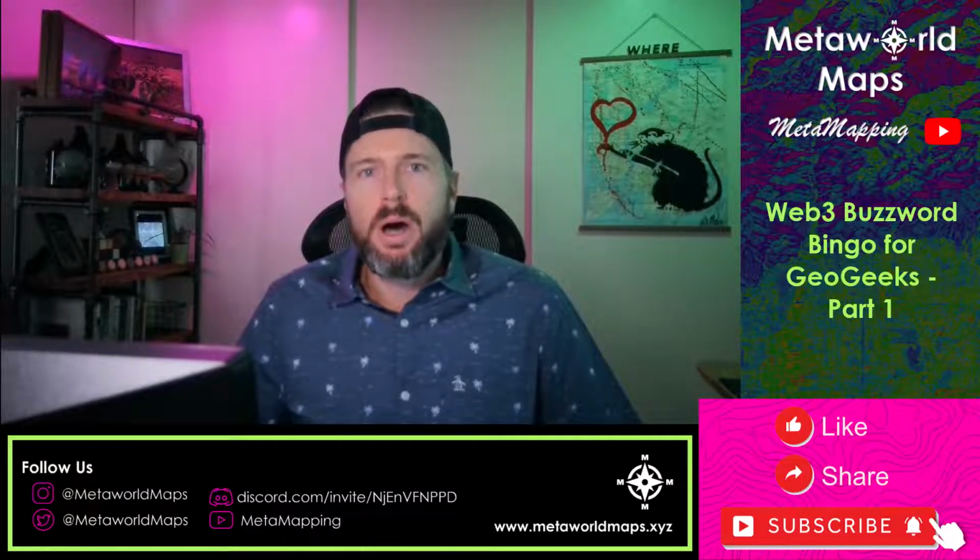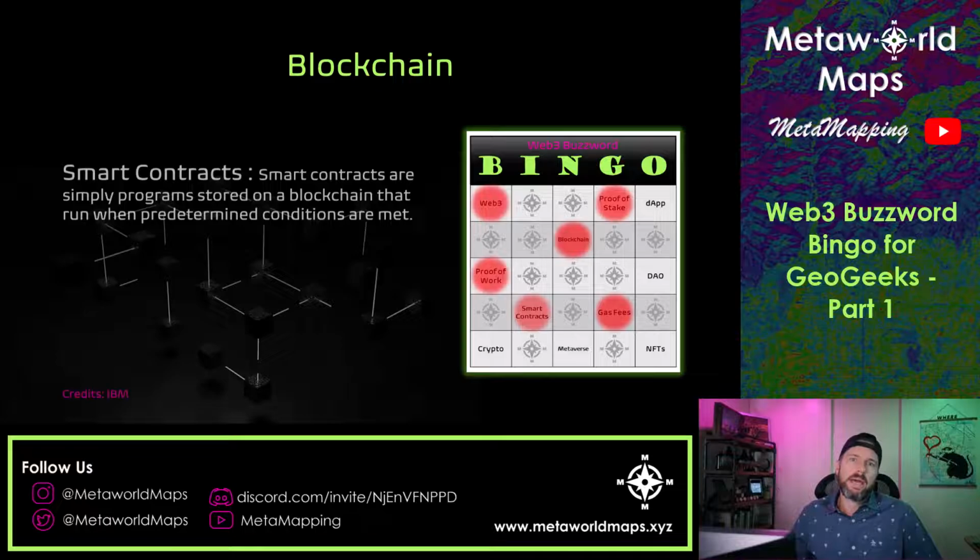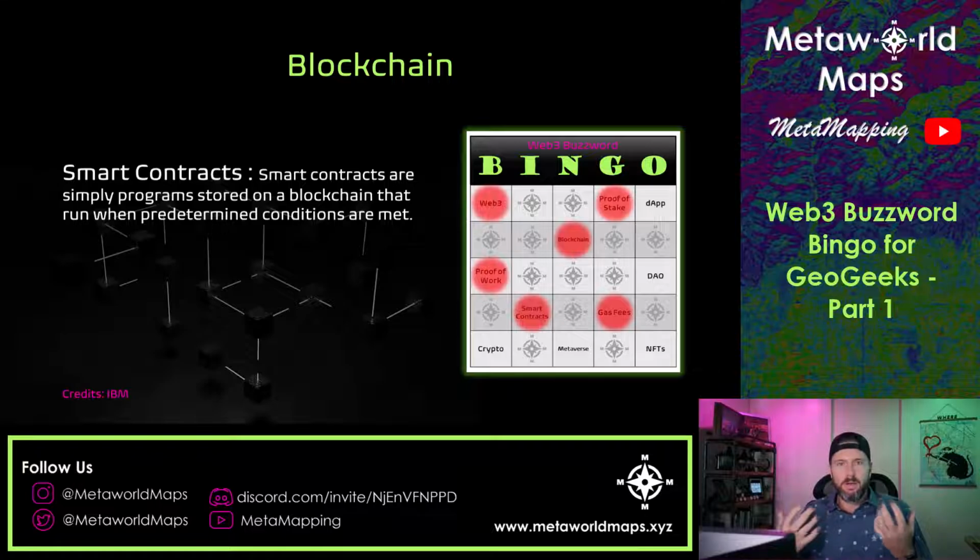The next term on our buzzword bingo card for today is smart contracts. Smart contracts are just what they sound like. They are contracts that actually exist on the blockchain. Essentially, they are pieces of code that run an if-this-then-that statement, and they execute when preconditions are met based on that if-then statement.